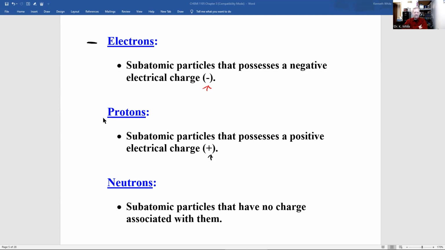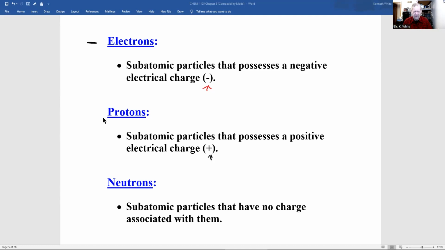Now, you should know electrons have a negative charge. Protons have a positive charge, and neutrons have no charge. If you're familiar with the TV cartoon program Jimmy Neutron, I'd call it Jimmy Electron because electrons are more exciting than neutrons. But they didn't ask me, so it's Jimmy Neutron. But anyways, you should know electrons, negative charge, protons, positive charge, neutrons, no charge.